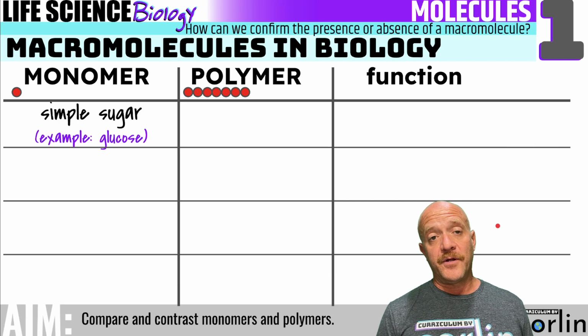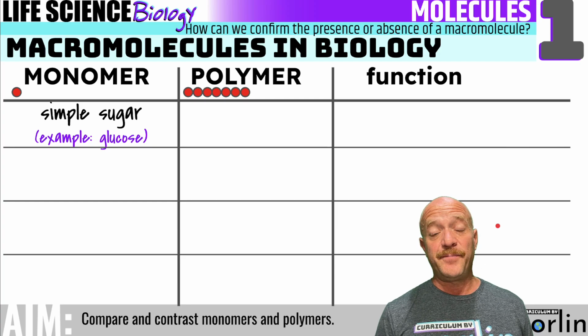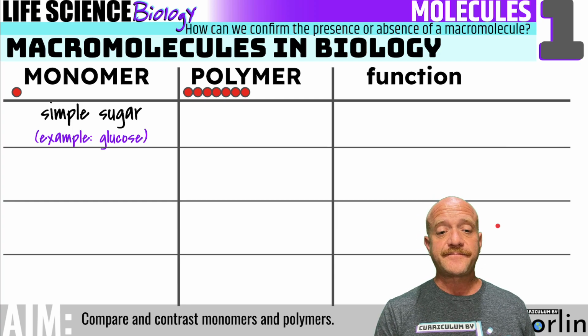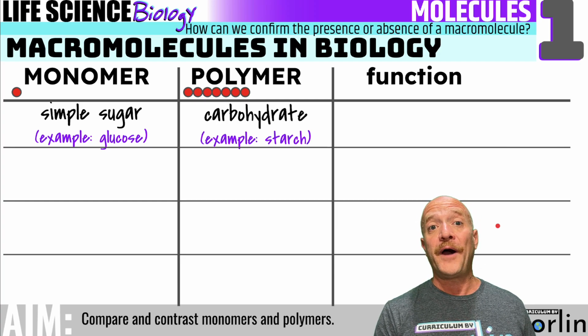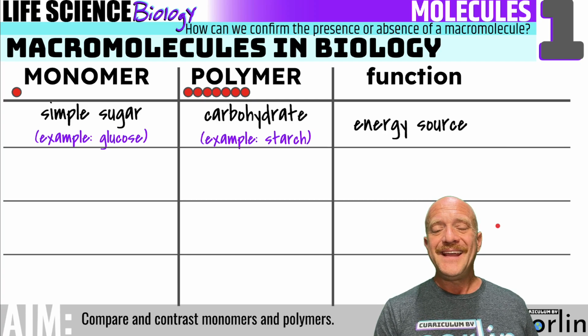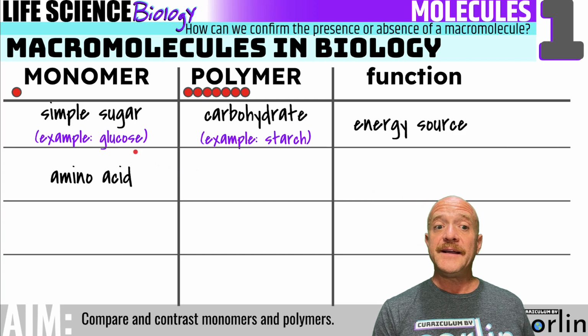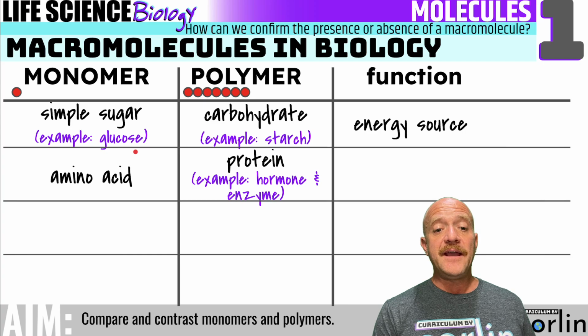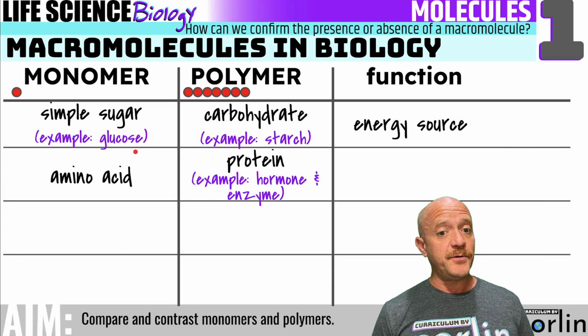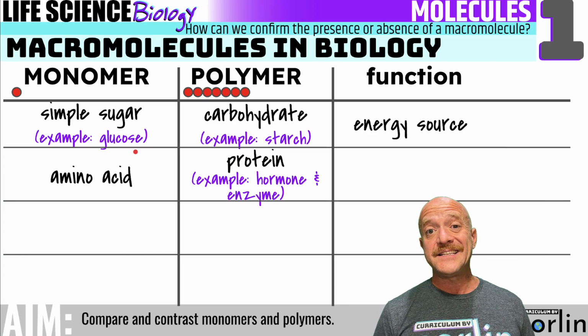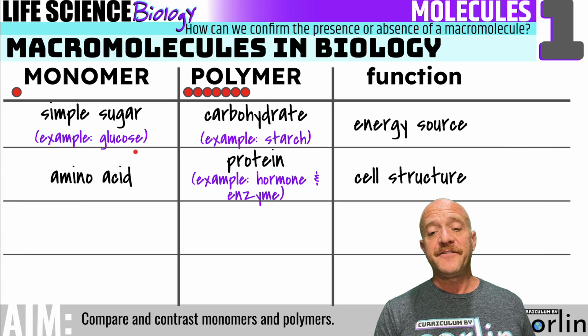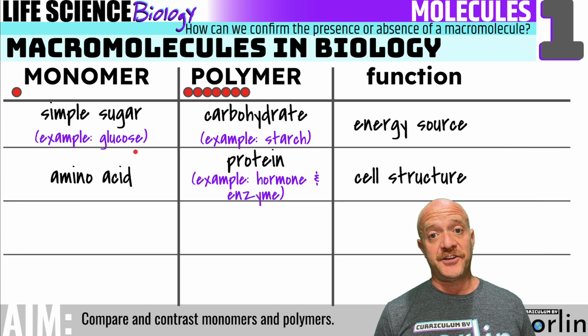So the first monomer is a simple sugar. Example would be glucose. The polymer is carbohydrate. An example would be starch. The function is a source of energy. Okay, once you copy that, draw the line. Now, amino acid. They make up proteins. Examples of proteins include hormones and enzymes. Now, the function of a protein is for cell structure.